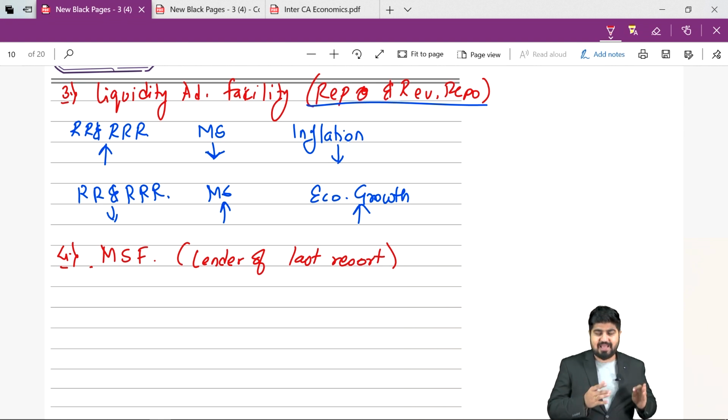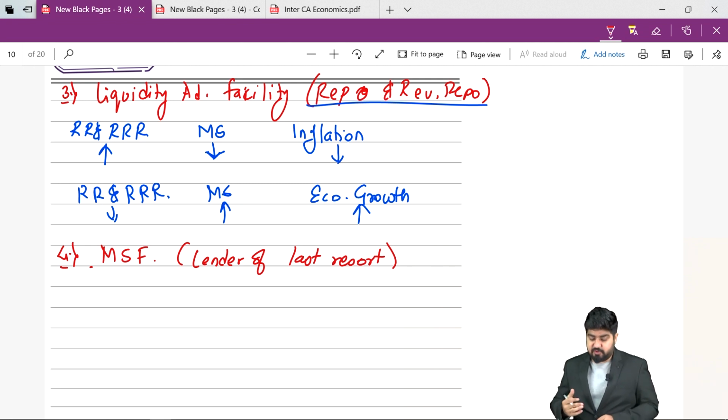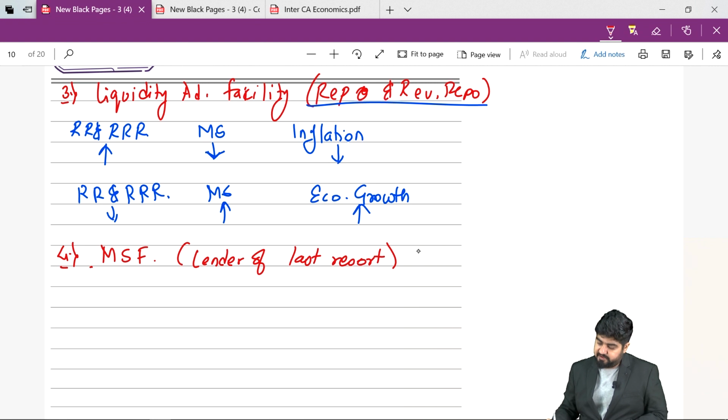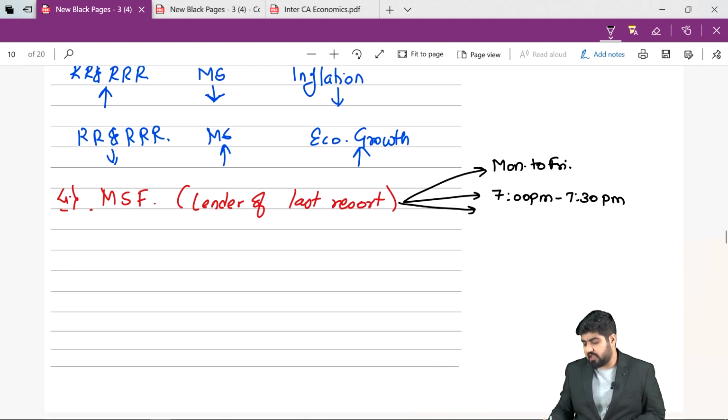So RBI first of all has this repo rate which you have already taken. Now after taking the repo rate, let's suppose you are still in requirement of money, then what will happen? Then you will go for MSF. Now what is MSF, friends? Under MSF, you can apply for a loan to the RBI only between Monday to Friday, that too on working days, between 7 p.m. to 7:30 p.m. and that too only in RBI's Mumbai office. Minimum amount will be 1 crore and multiples of 1 crore.